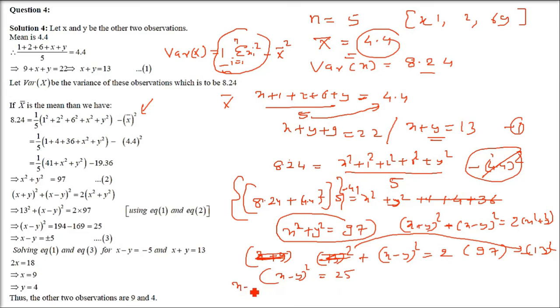So x minus y whole square will be 25. Because this is a square, one time you have to take plus, one time you have to take minus, because under root 25 will be plus minus 5. So x minus y equals 5 and x minus y equals minus 5. These are two equations. It's not 25, please remember, there is a slight mistake I've done. So x plus y equals 13, and x minus y equals 5. It's not 25. Please remember.